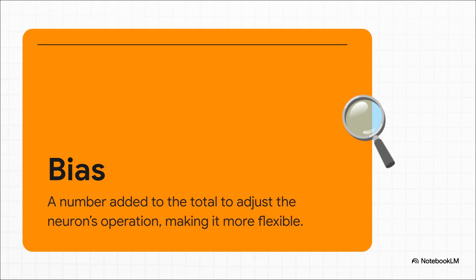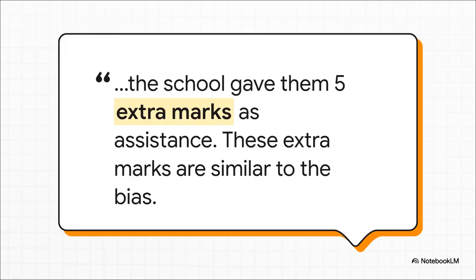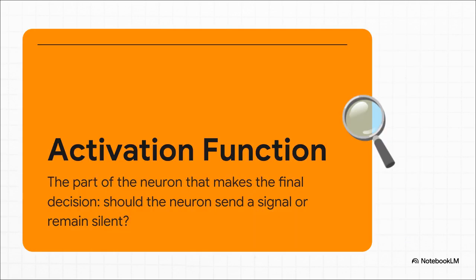So what is this bias? It's a pretty clever trick, actually. It's just a fixed number that gets added to the total every single time. Its whole job is to make the neuron a little more flexible, kind of like giving it a starting advantage or a handicap to help it make better decisions. And this is the perfect way to think about it. Those 5 extra marks aren't part of the student's actual score, right? They're an adjustment, a little bit of help added to the total to make sure the outcome is fair. That's exactly what a bias does for a neuron. It's a little helper.